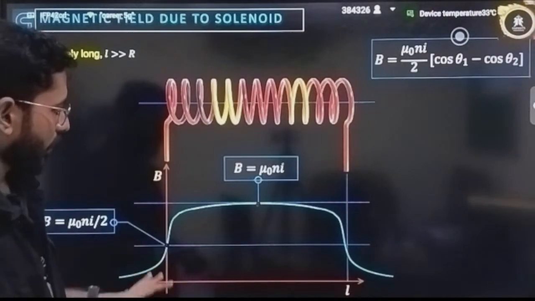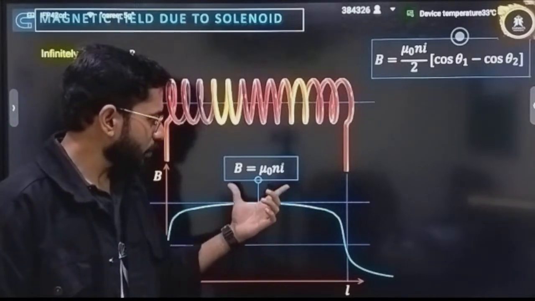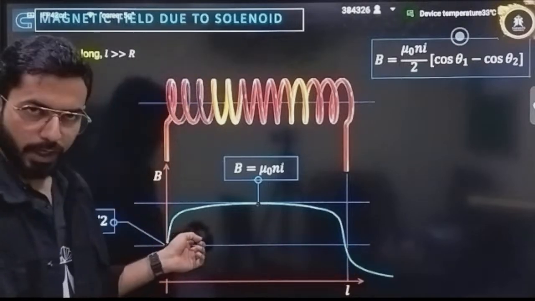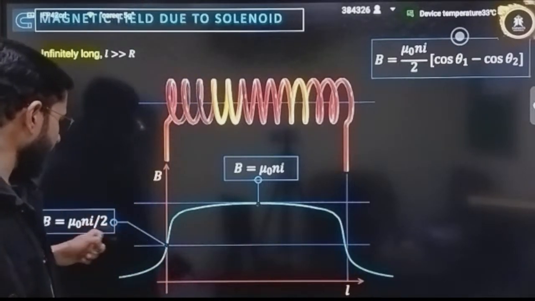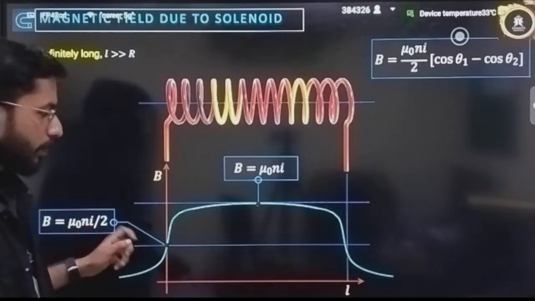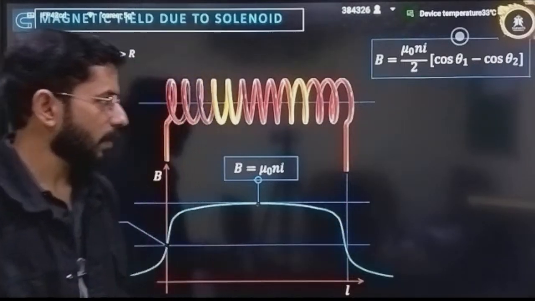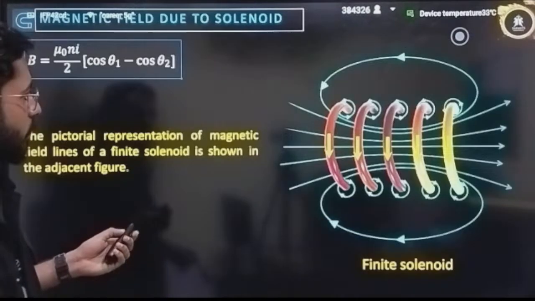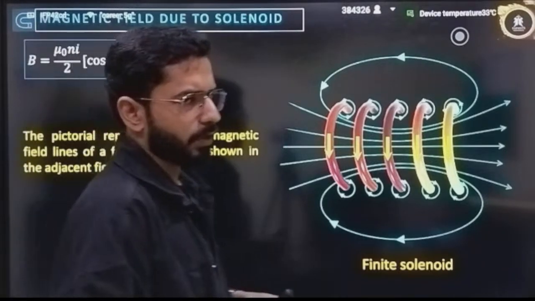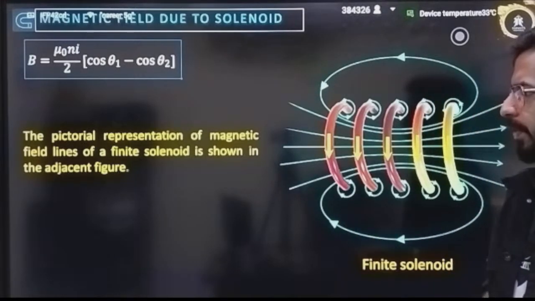So this is the curve that I will explain a little bit. In the middle portion you will have mu naught n I, and when you reach the end points, the magnetic field suddenly has a down spike, and you will have a magnetic field of mu naught n I divided by 2 on both of the sides. Correct. And what about the direction? I have already told you. Just curl your hand in the direction of the current in the solenoid, and you will get the direction as well.